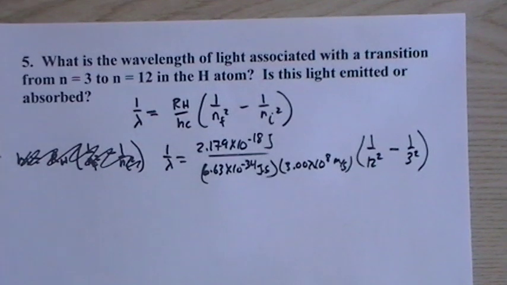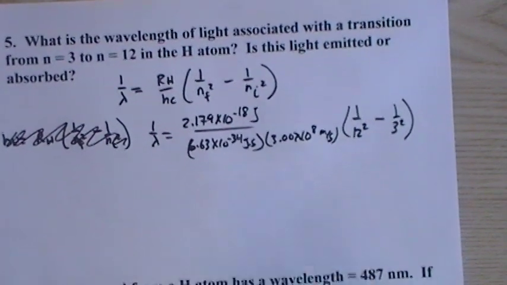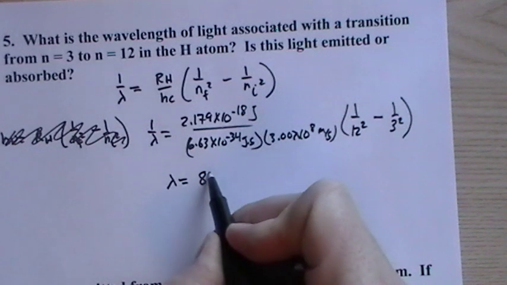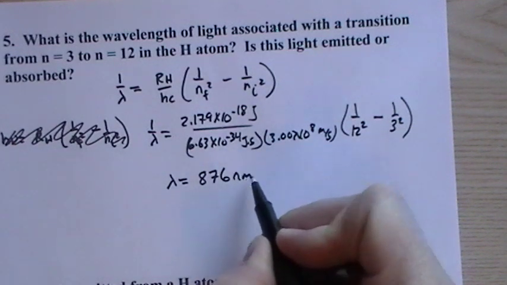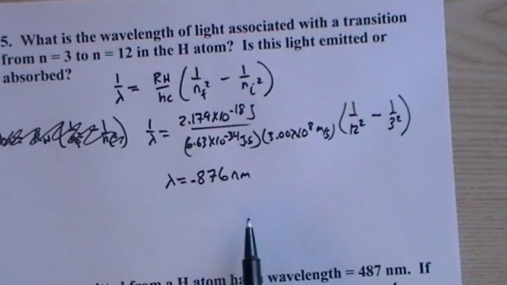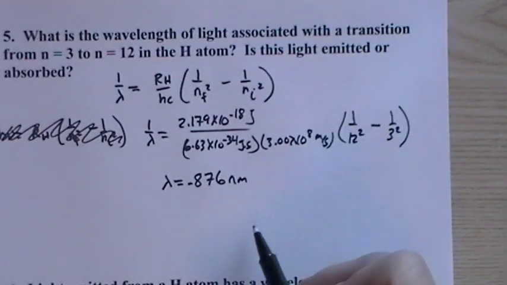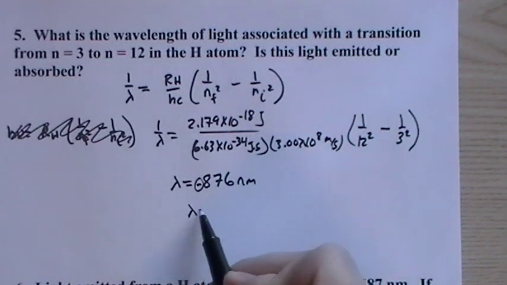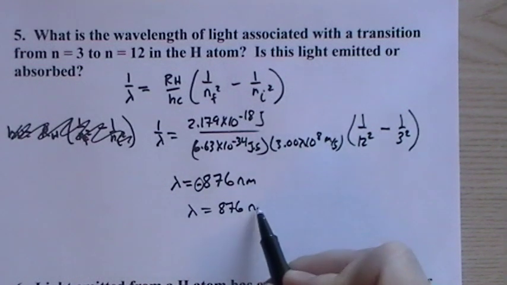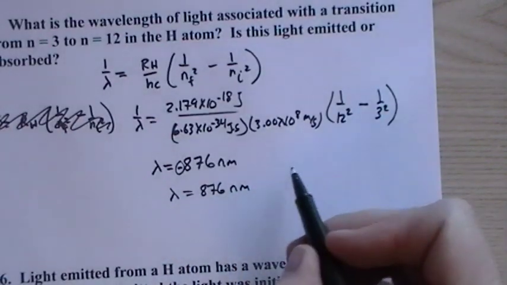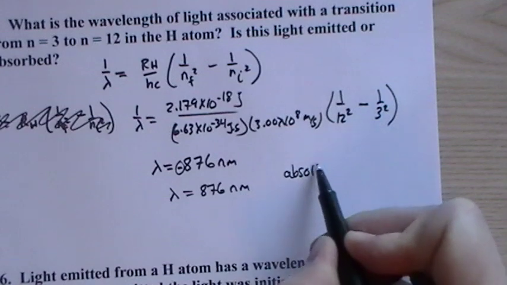But be careful. When you get this all said and done, you end up with 876 nanometers. I should say negative. Now the negative sign that you get just indicates which direction the energy went, so I always leave it off, because what we can say is that it's this wavelength of light that was absorbed.